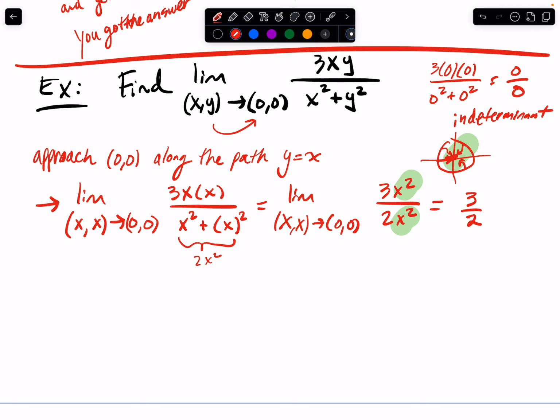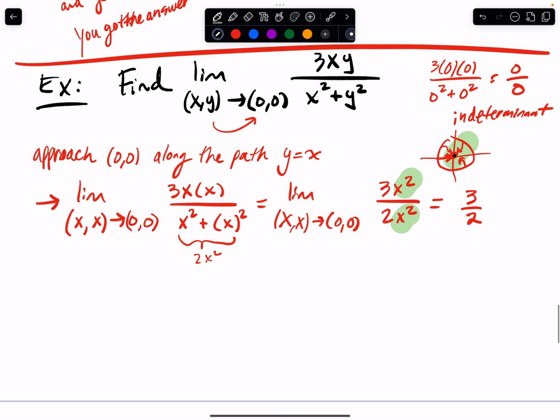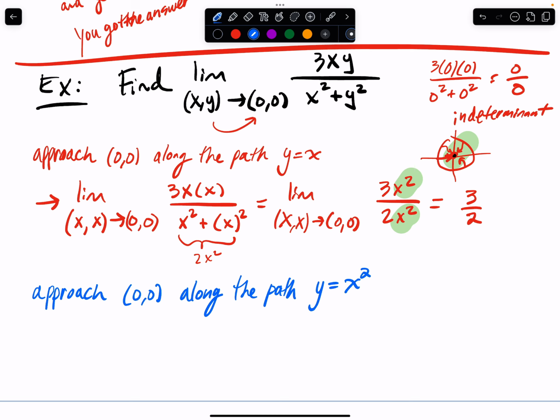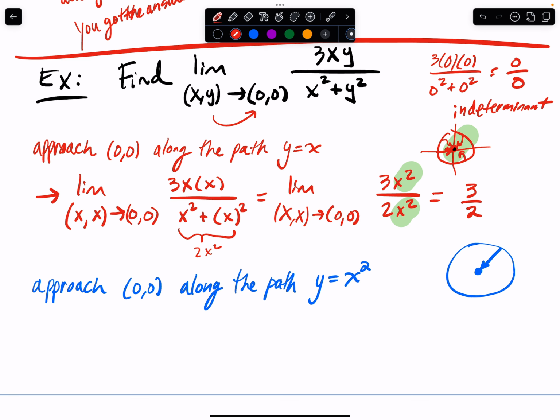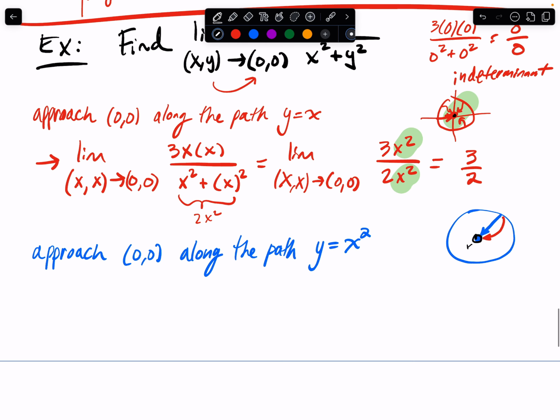Now, for the limit to exist, it doesn't matter the path that you go on. It should always be 3 over 2 when we take that limit. But let's try another path. Let's approach (0, 0) along the path y equal x squared. So instead of coming in on (0, 0) along y equal x, let's come in along the y equal x squared path into (0, 0) here. That's my x naught, y naught point on my open disk.